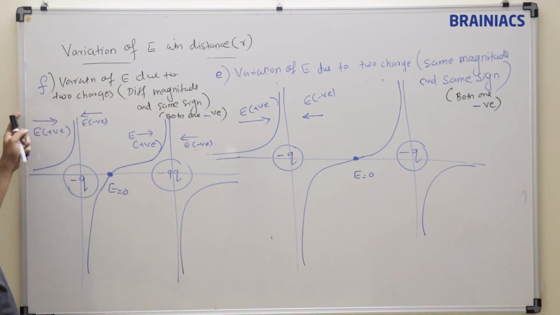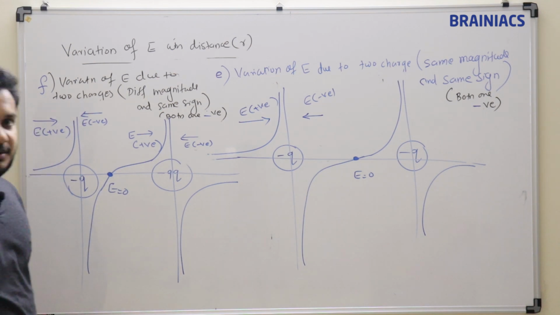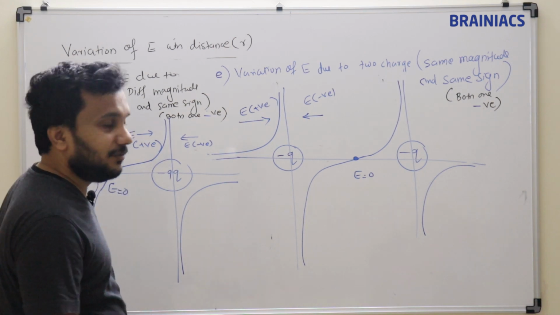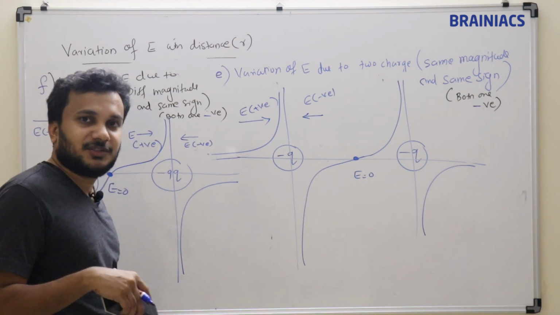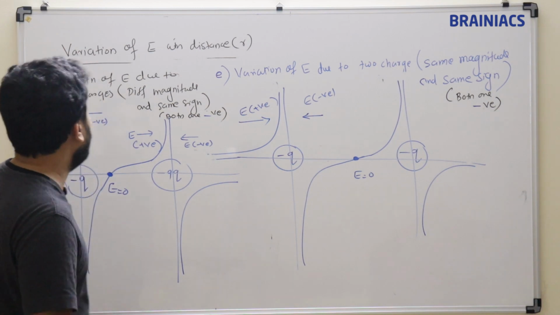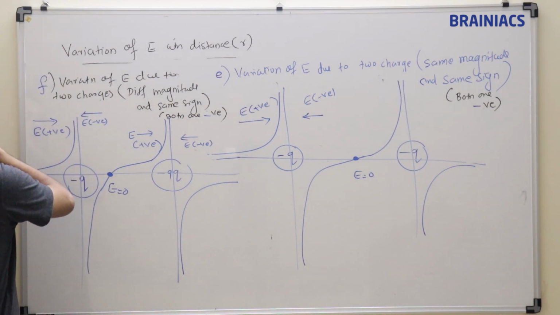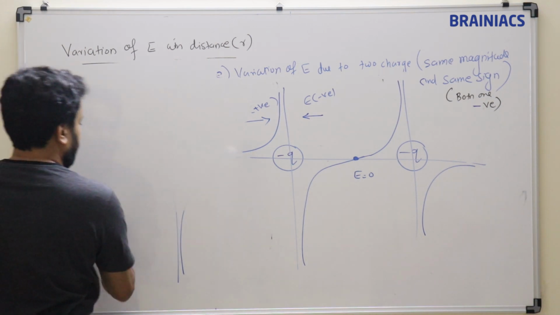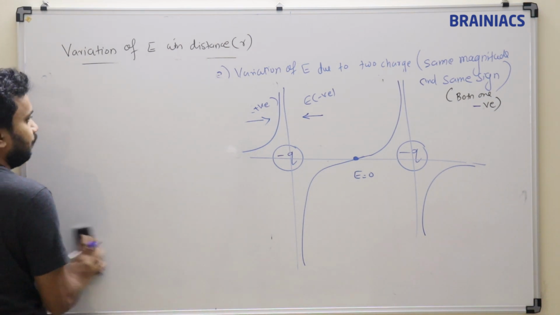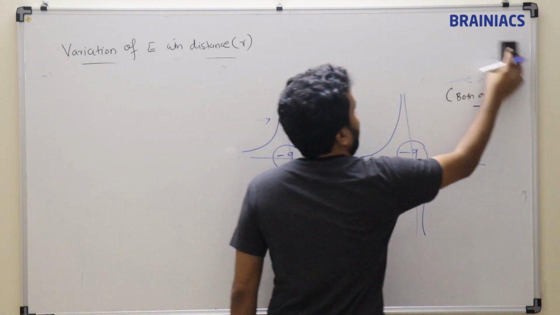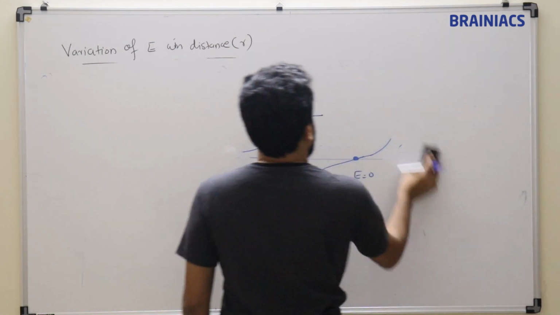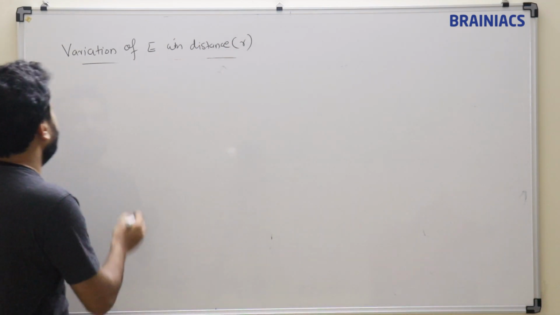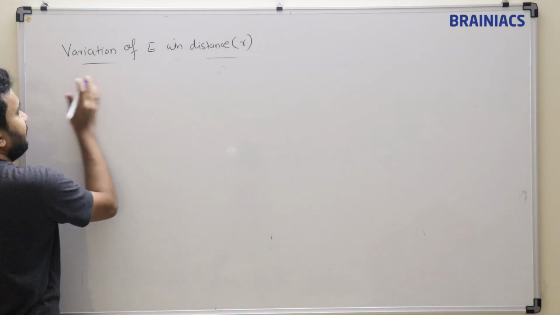So A, B, C, D, E, F, 6 cases we have seen. We'll move to the next case, and we will do it together. While I am drawing, you also try to draw. Next one is G. Write down the next heading: variation of electric field. A, B, C, D, E, F are over, right?